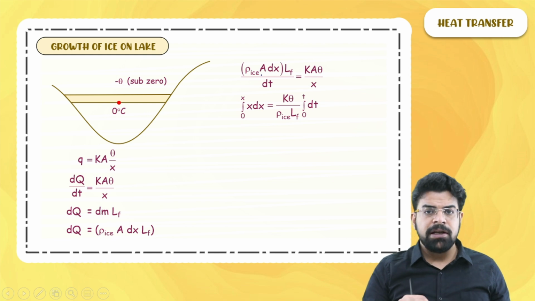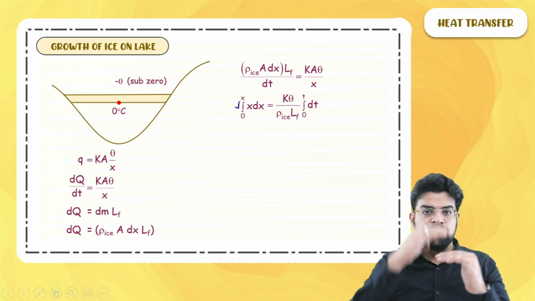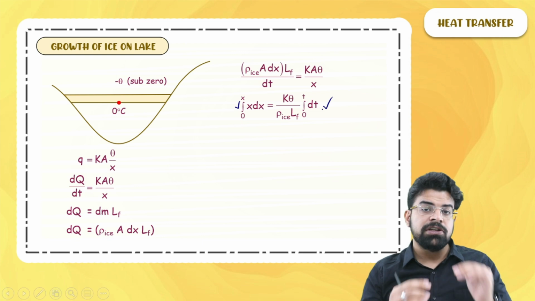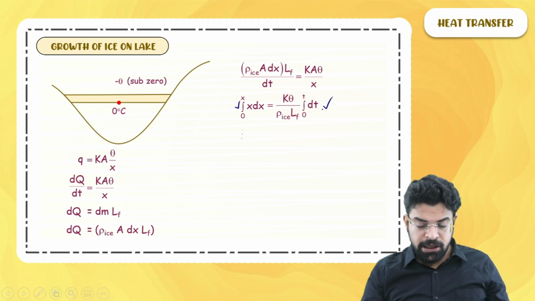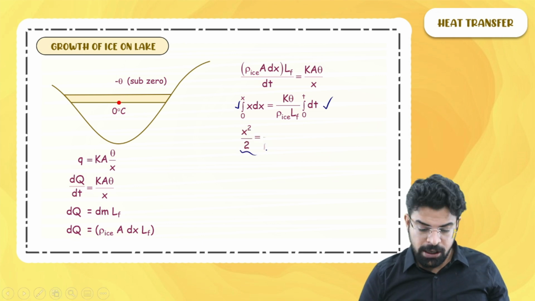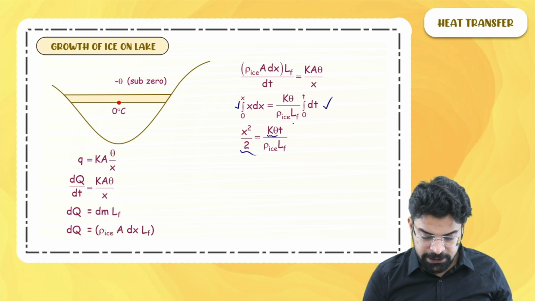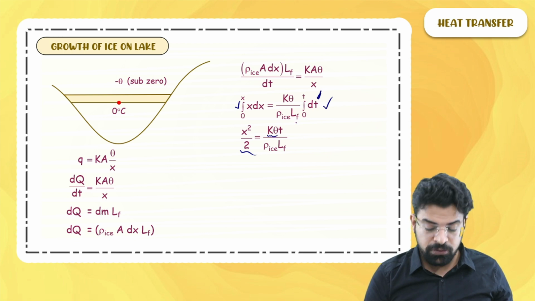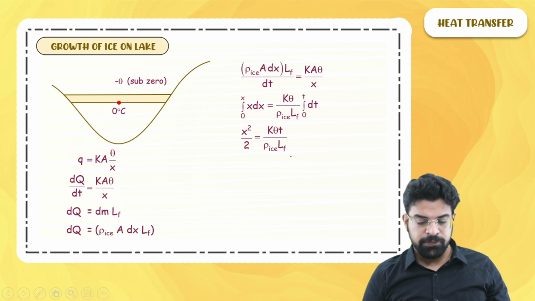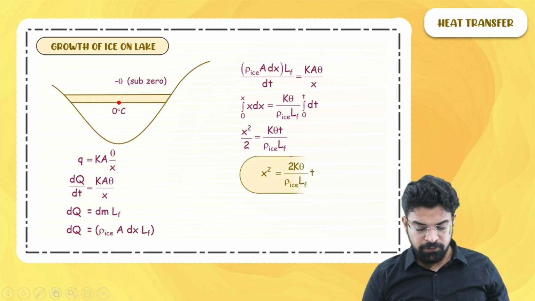Now integrating both sides, the thickness of ice from 0 to x and the time taken for this growth of ice from 0 to t, you get x square by 2 equals kθ, integrating dt from 0 to t gives you t, upon density of ice upon the latent heat of fusion. So this is the formula that you have to remember.